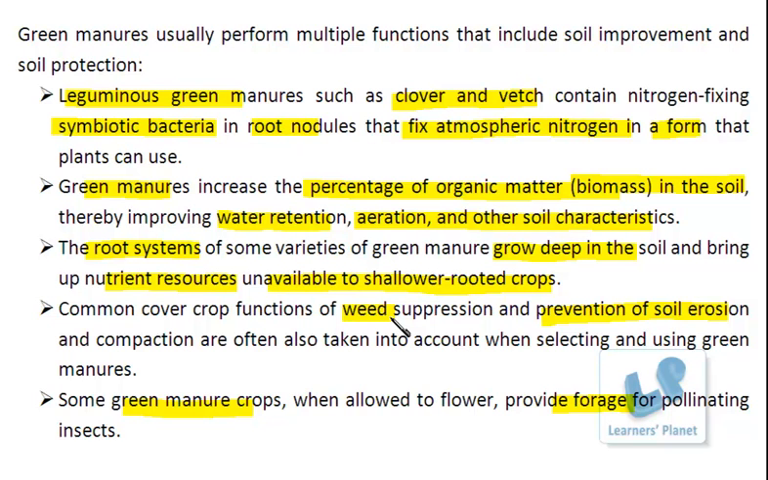Well, this is all about the manures, and besides manures, another way of soil enrichment is the use of fertilizers. So that we are going to continue in the next session.